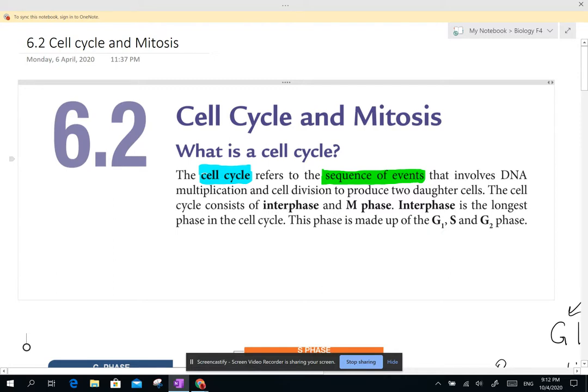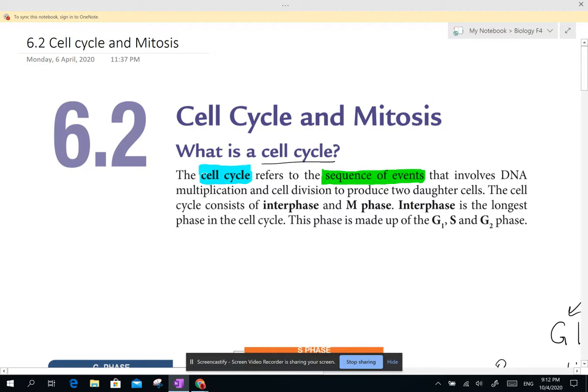In my last lesson, I talked about cell division and what generally happens. Now I'm going to talk about the sequence of events that happen during a cell division. So let's look at the meaning of a cell cycle.